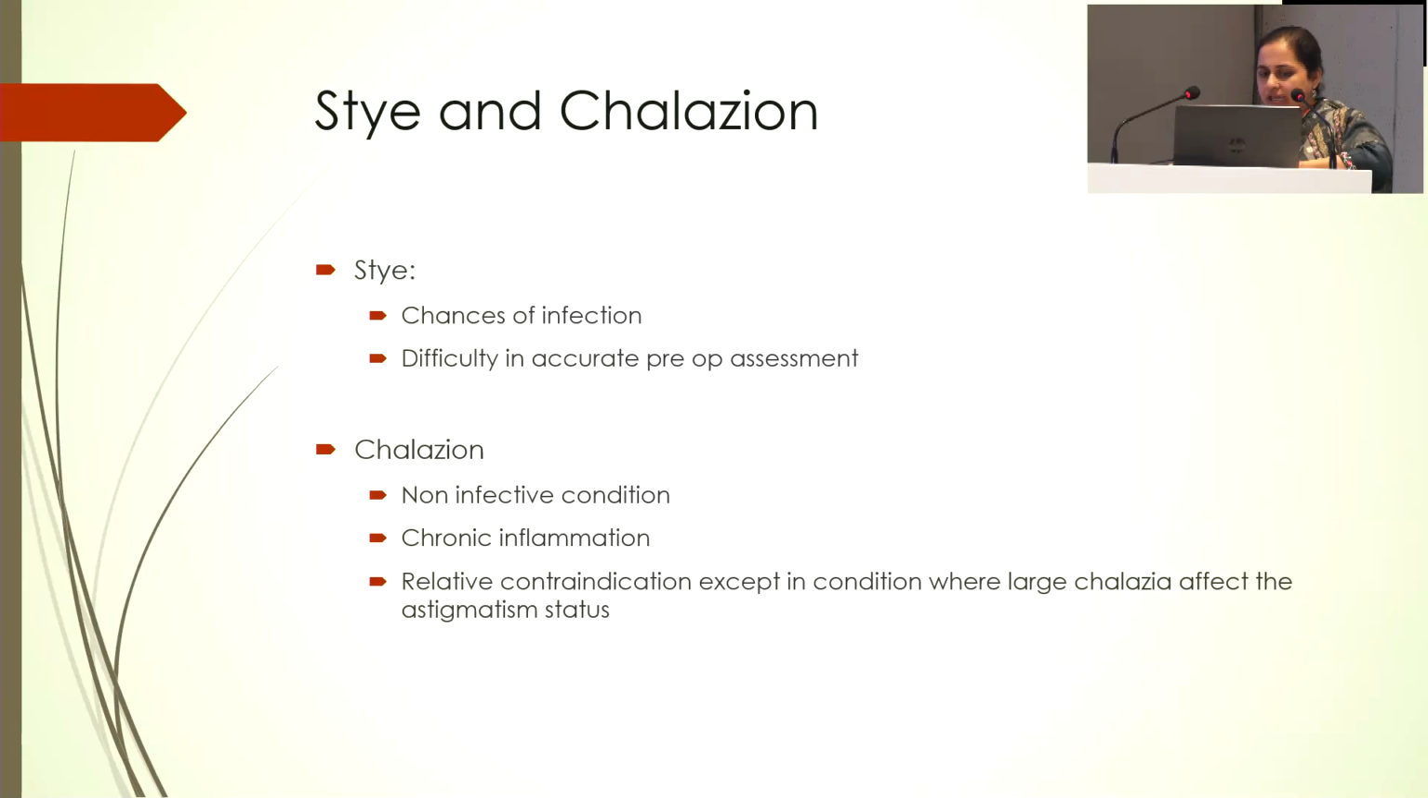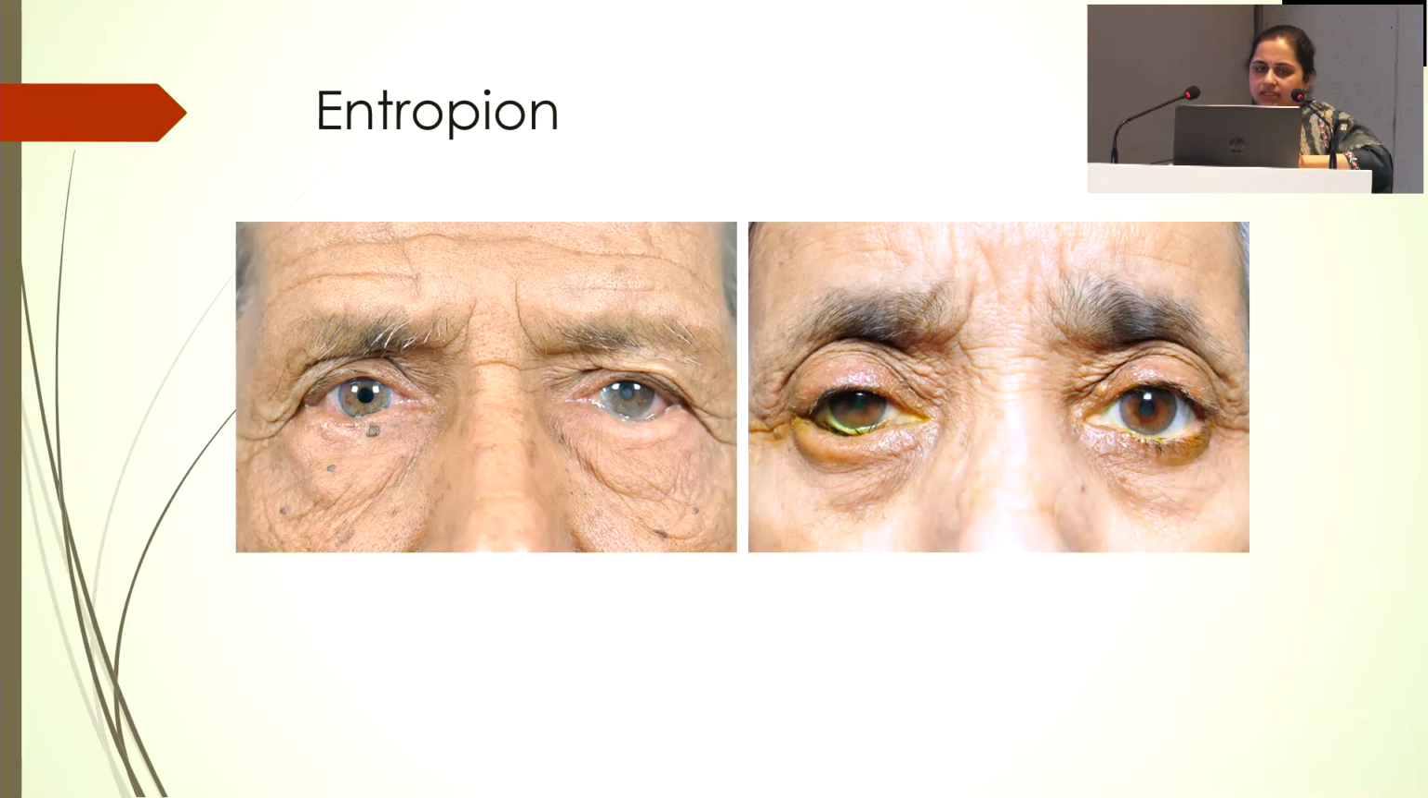However, chalazion is actually a non-infective condition, chronic inflammation. It doesn't have active infection. So it's like a relative contraindication. It becomes absolute in cases with large chalazia, which may affect your K readings because of the astigmatism caused by the mechanical weight of the chalazion.